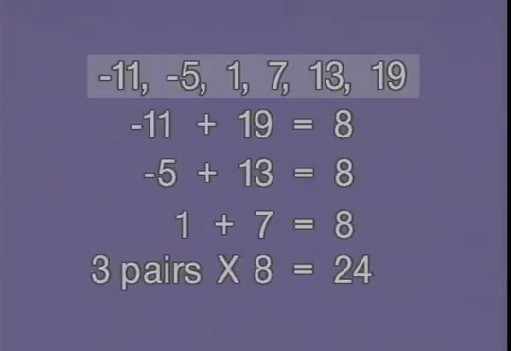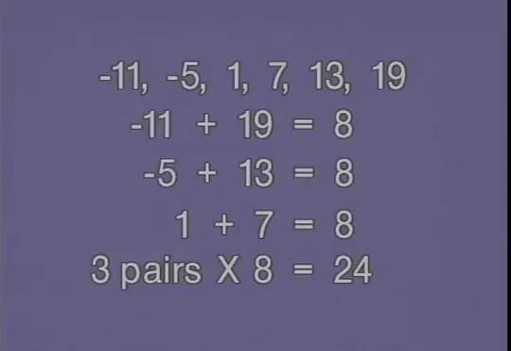What is the first thing I should do? The first thing I should do is verify that this is an arithmetic sequence by finding the common difference. What is the common difference? Well, let's see. The terms are getting more positive, which means I'm increasing, which means my common difference is a positive number. I'm adding a positive number. And what do I have to add to negative 11 to get negative 5? I believe 6. Negative 5 plus 6 is 1. 1 plus 6 is 7. 7 plus 6 is 13. And 13 plus 6 is 19.